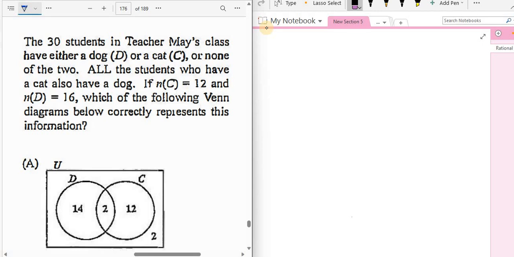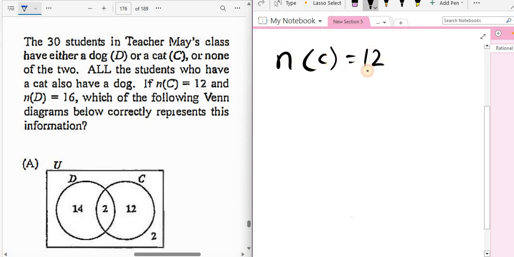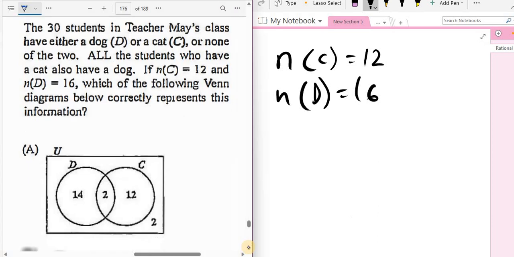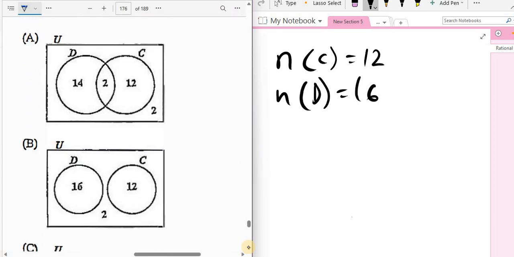Alright, so how did you go through that one? I usually look at it from this viewpoint. The number of students who own cats is 12, right? The number of students who own dogs is 16? And I start to eliminate. Look at the first one. Why would you eliminate the first one? You have to look within the circle. How many persons own cats based on the circle for A? Not 12. 12 plus 2, 14. So you eliminate that one, isn't it? Because that is saying that they have 40 people who own cats, isn't it?